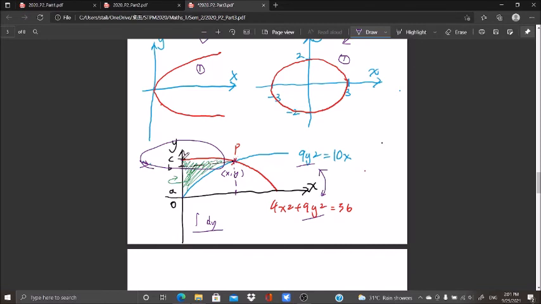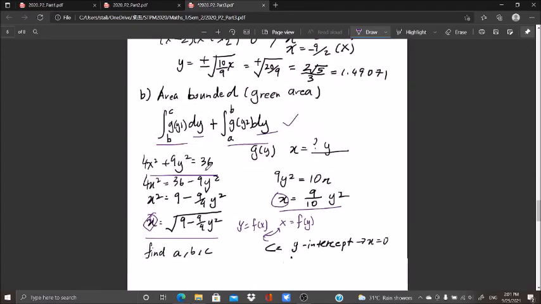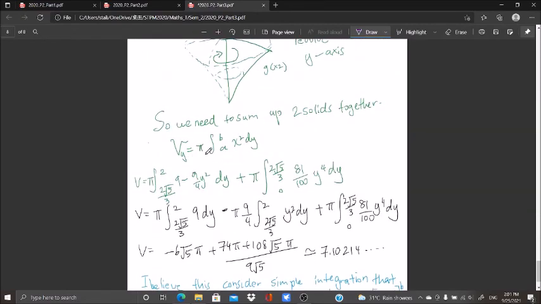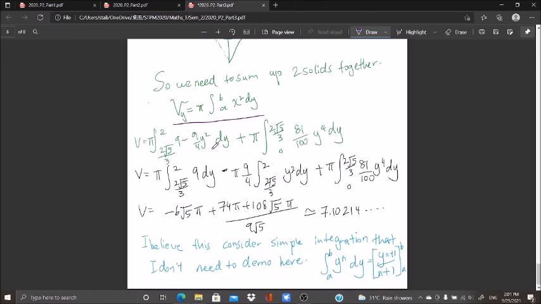From limit b to c, there is a hemisphere on the upper part, whereas in the lower part is the curved cone. We have the limit from a to b. So that's why I split it into two solids and add them together. There are two solids, and I need to use these properties. Volume in terms of y is equal to pi integrate from a to b of x squared dy. So this is the volume formula of integration, and I add these two volumes together. I will obtain volume equals to 7.10214.